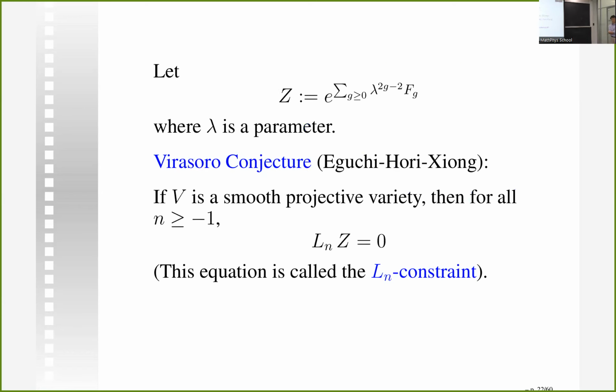Now, you defined Gromov-Witten invariants for symplectic manifolds. Is it correct that this conjecture is expected for smooth projective varieties, but not for symplectic ones? I will mention this later. In general, it is not correct for symplectic manifolds.